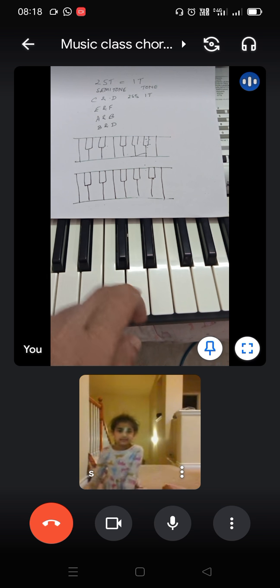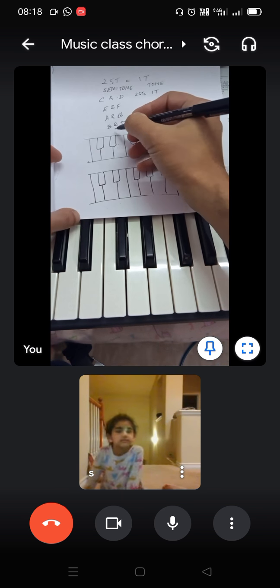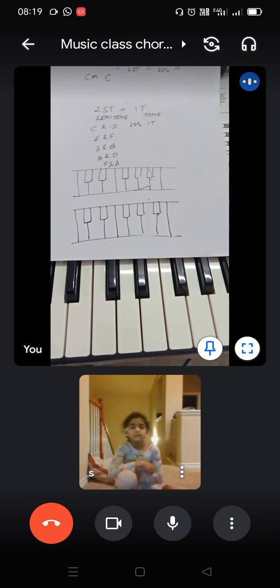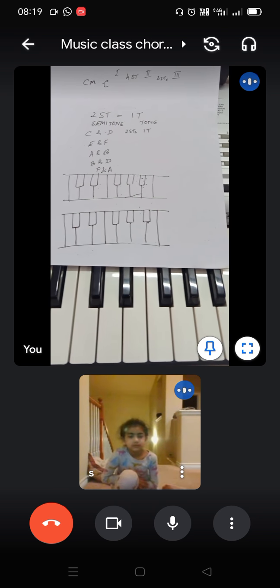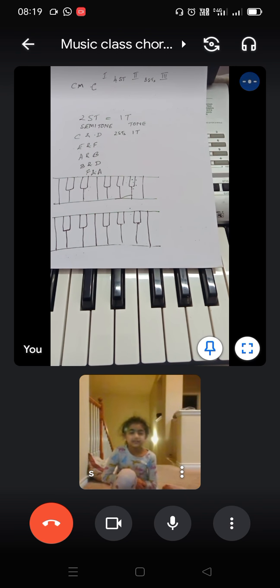Can you tell me what is the distance between F and A? F and A. So it is the same exercise. You look at the keys, look at the notes, and then you calculate the distance.